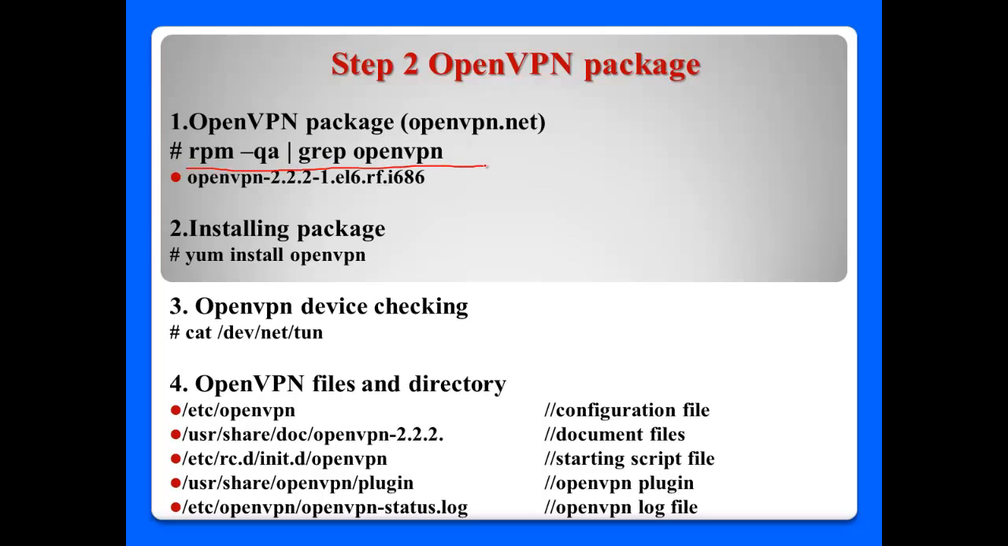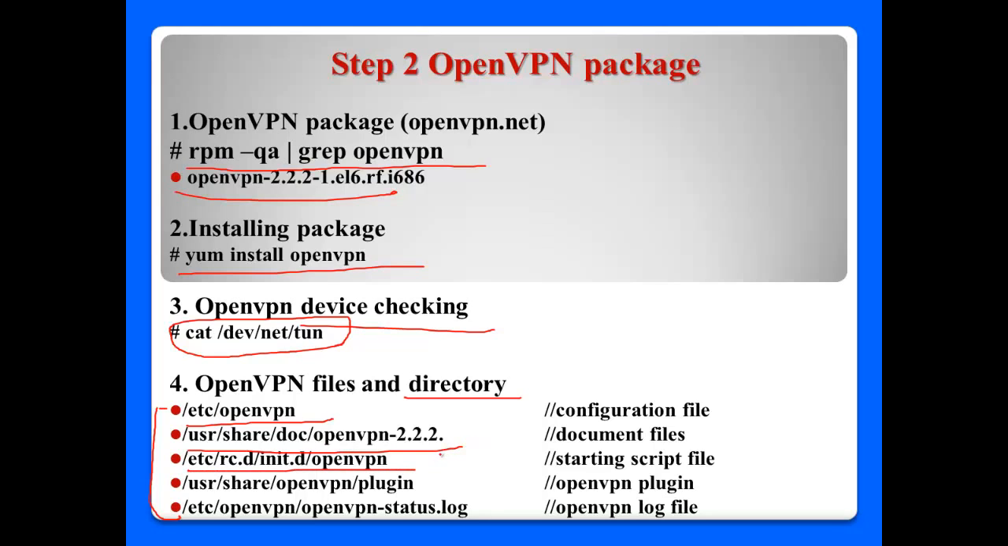Okay, step 2, OpenVPN package. First, we have to check this package using this command. If we don't have it, we need to install it with yum install openvpn. After that, we need to check this device for the VPN. And number 4, OpenVPN files and directories. After we have successfully installed this package, we need to check these files and directories. This OpenVPN directory will contain the main configuration files, and in this directory we can find all the documentation files for OpenVPN. This is the starting script, the plugin file, and the log file.